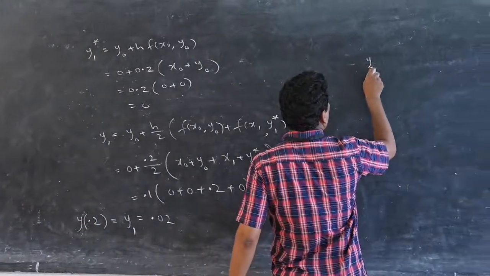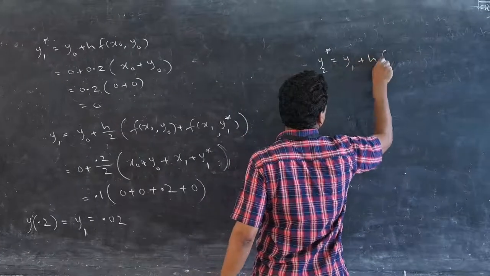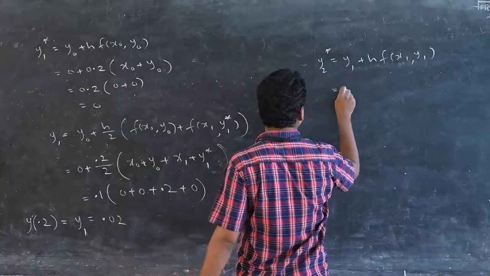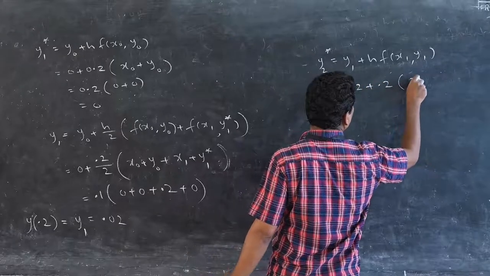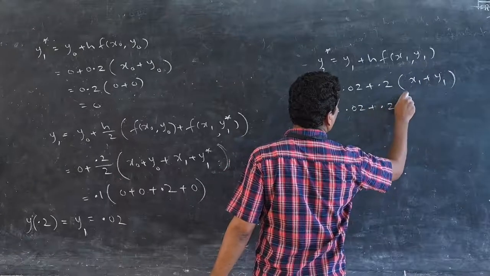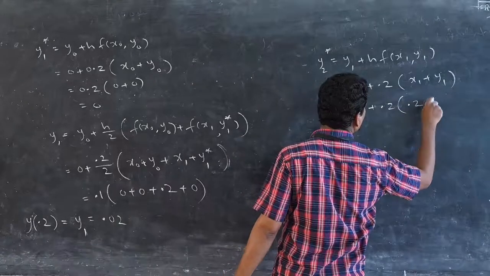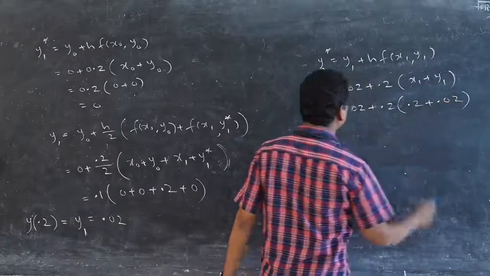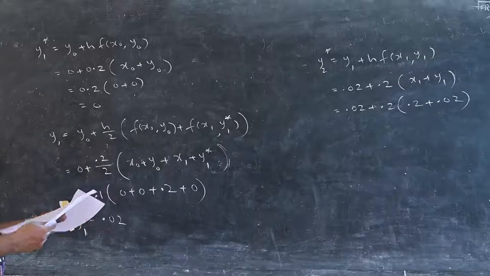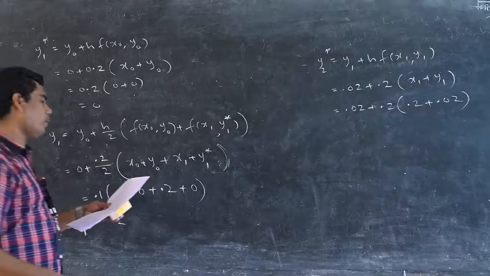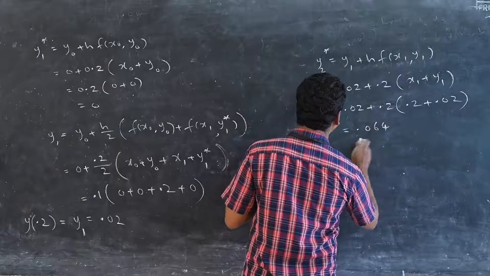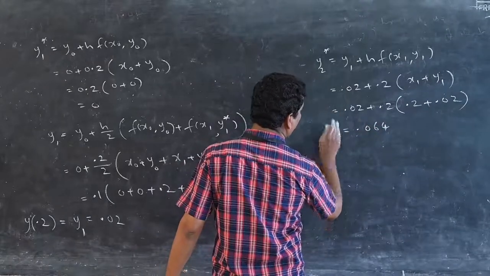Now y2 star is y1 plus h into f(x1, y1). We have got y1 is 0.02, so 0.02 plus 0.2 into (x1 plus y1), which is 0.02 plus 0.2 into (0.2 plus 0.02). Find the value of this using a calculator: 0.064. So this is y2 star.